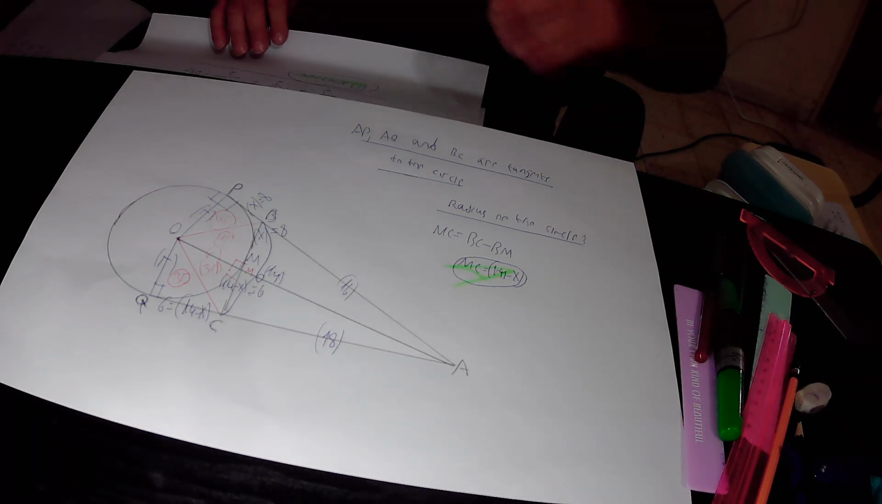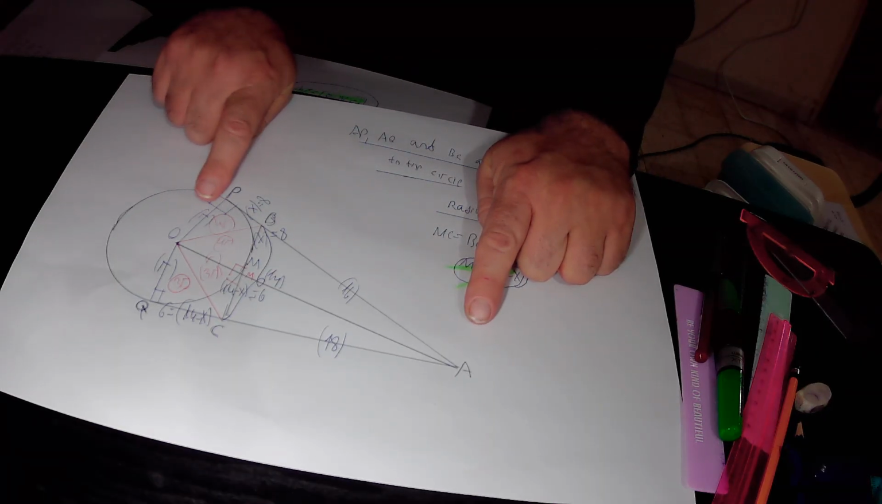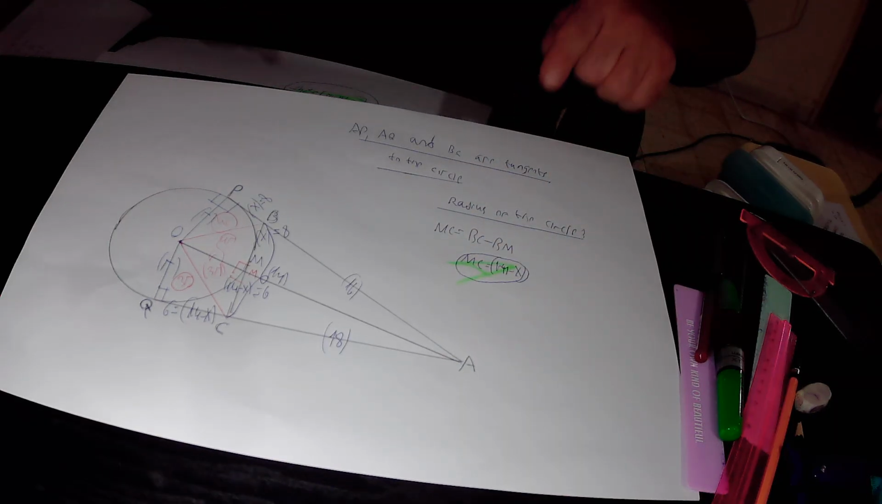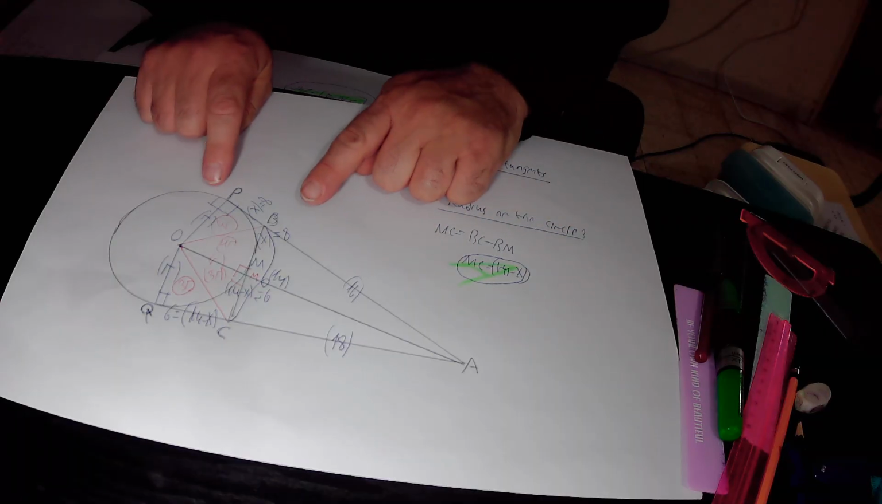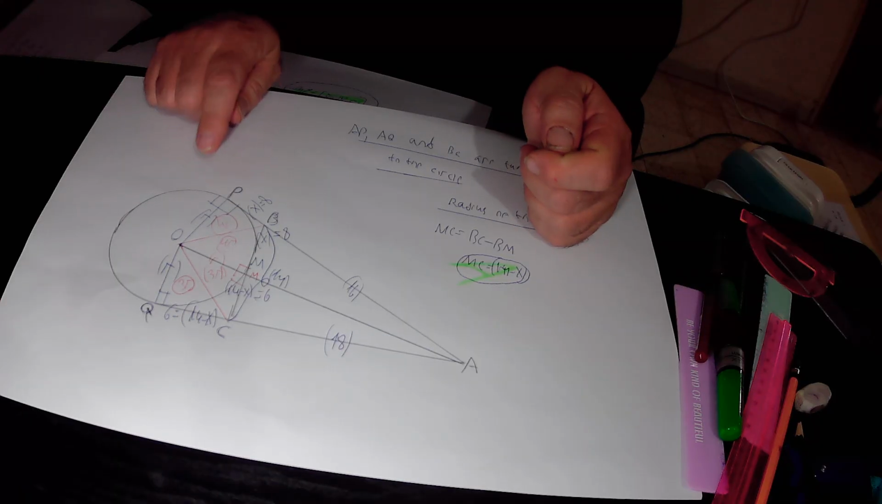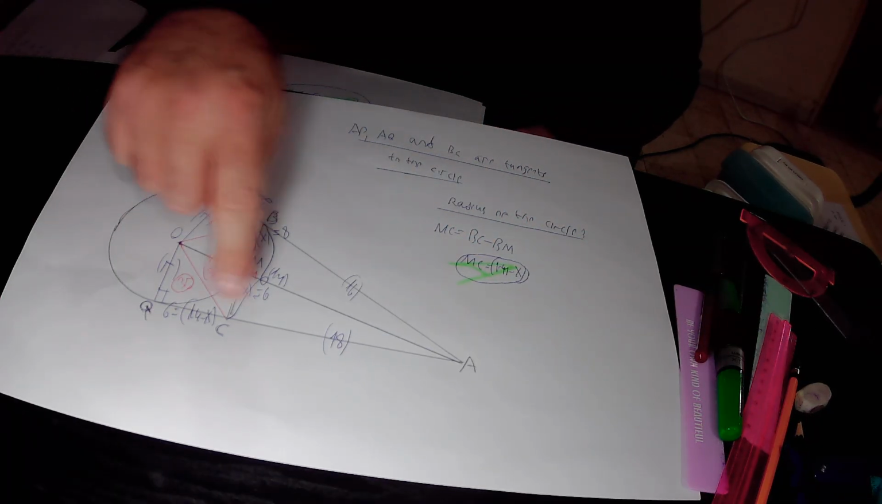In the next step, we join points A and O together by a side line. By joining points A and O, we created two right angles. This is the upper right angle OPA, and this is the lower right angle OQA. And this is quadrilateral APOQ.